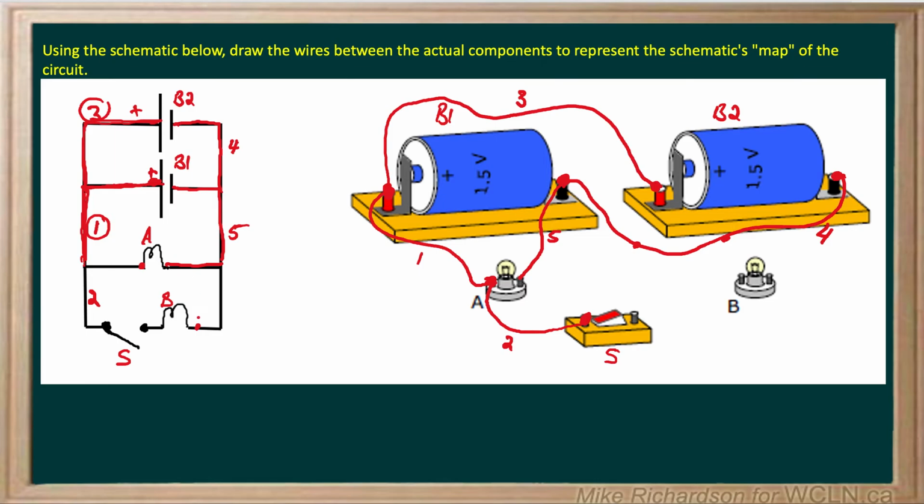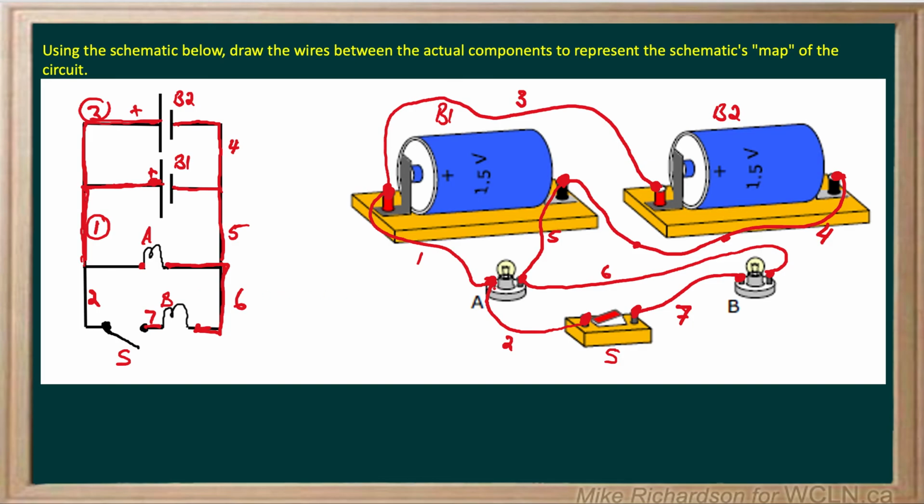One side of light bulb A has a direct connection to the right-hand side of light bulb B. So if I take a wire from the right-hand side of light bulb A, there's a direct connection to the right-hand side of light bulb B. So I've done this little connection right in here, and I'll call that wire number 6. Now, the other side of light bulb B goes to the other side of the switch. So I'm going to call this little wire right here wire number 7. So from the left-hand side of light bulb B to the right-hand side of the switch, there's wire number 7.